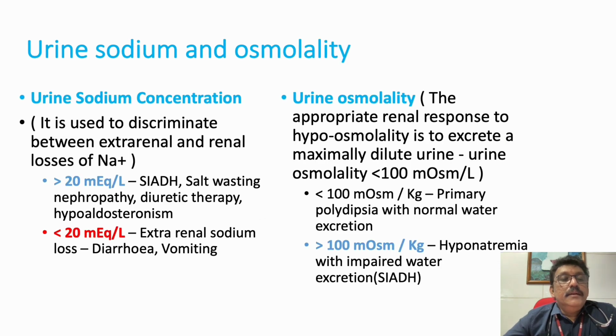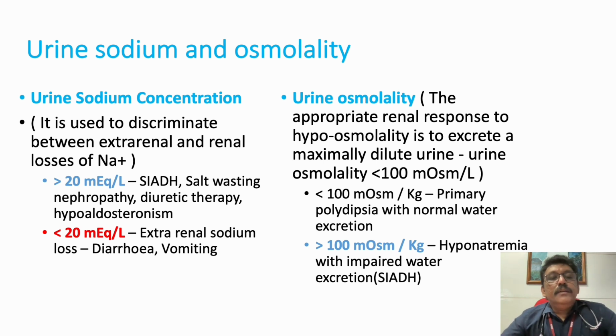Second investigation is urine sodium. When our sodium levels are very low, kidney will try to retain sodium in our body. If there is hyponatremia, kidney will not release any amount of sodium through the urine. So the levels are very low, less than 20 milliequivalents per liter, when the sodium levels are low in our body. If it is more than 20 milliequivalents per liter, that indicates there is a urinary sodium loss like SIADH, salt wasting nephropathy, diuretic therapy, hypoaldosteronism. So these are the conditions which can produce renal loss of sodium.